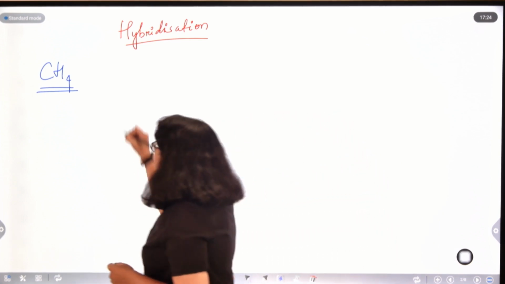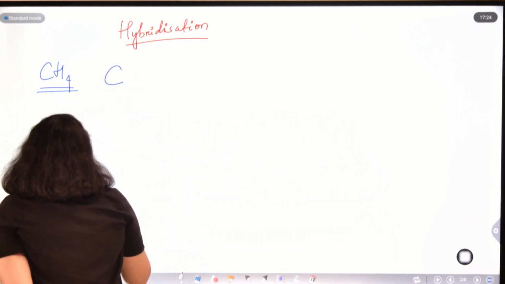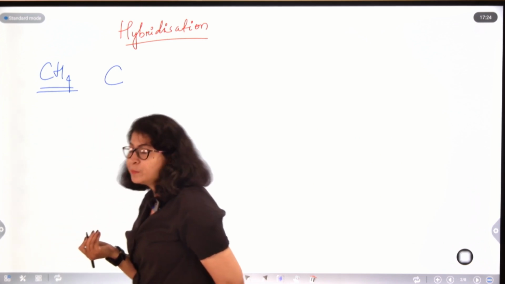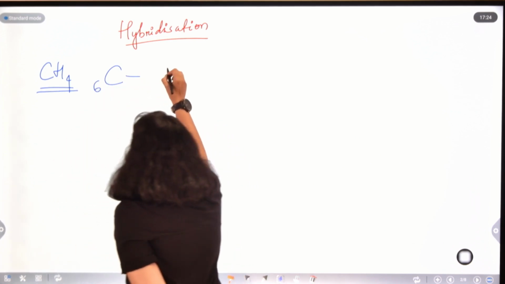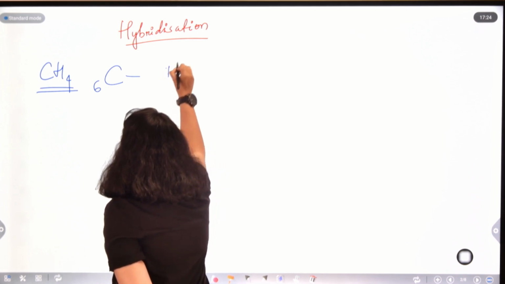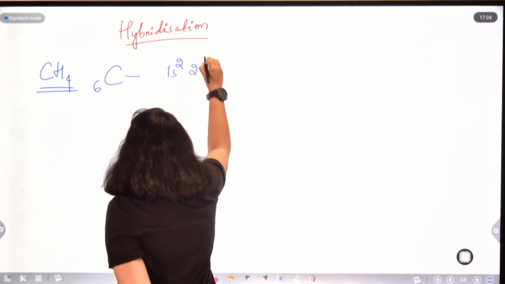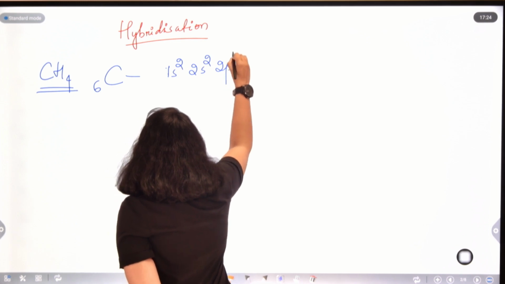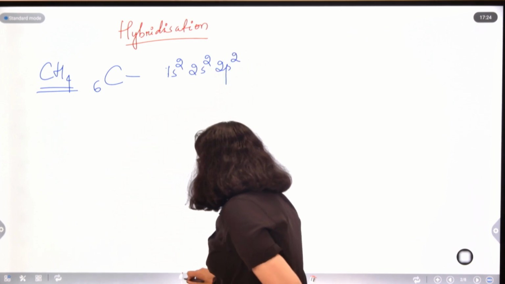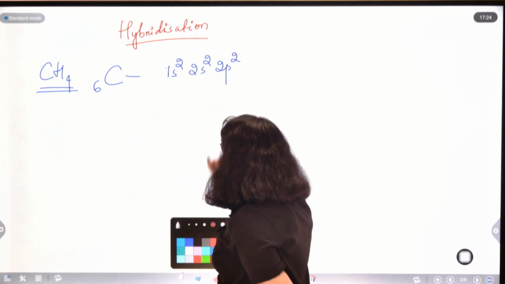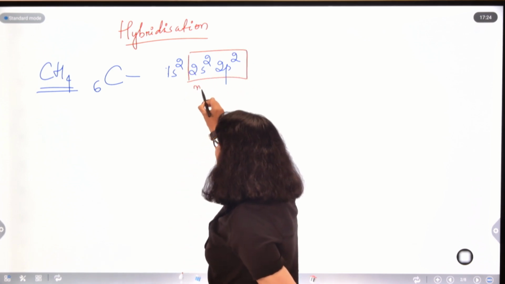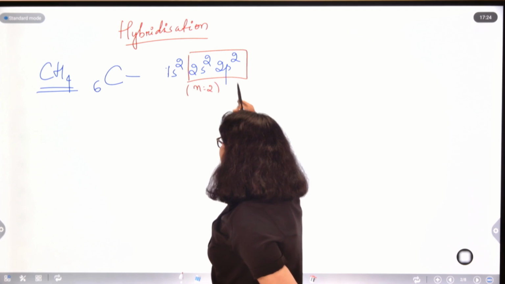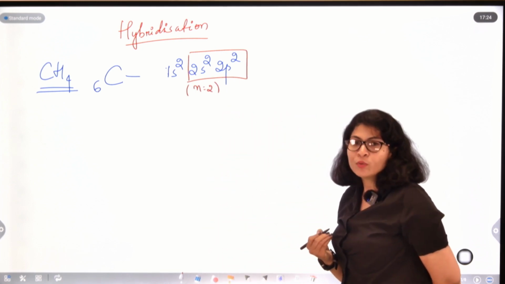So let's see, if I'm taking carbon first, carbon is the central atom, then its atomic number being 6, its configuration comes out to be 1s2, 2s2, 2p2. Now, if I consider the valence orbital, which one will be the valence orbital? Obviously, this one. Here, the value of n is 2. So, the valence orbital will be 2s2 and 2p2.